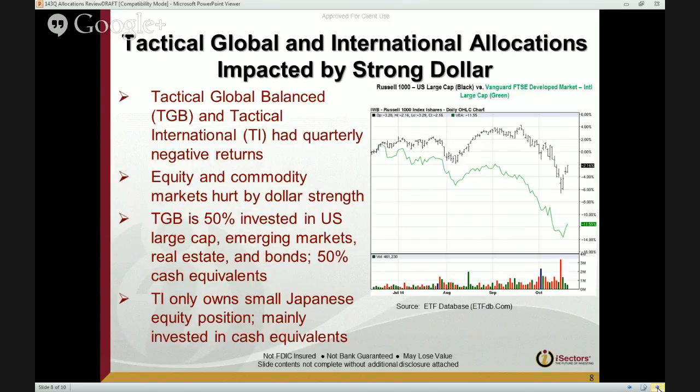Finally, the tactical allocations were also hurt by the strong dollar and weaker earnings expectations abroad. You can see the difference in performance between the US large cap index, which is in black on the chart on slide 8, and the international large cap ETF in green on the chart on slide 8. The tactical global balanced is 50% invested in a variety of asset classes, with the rest in cash equivalent. Tactical international allocations has a 90% cash holding, waiting for the markets to turn.